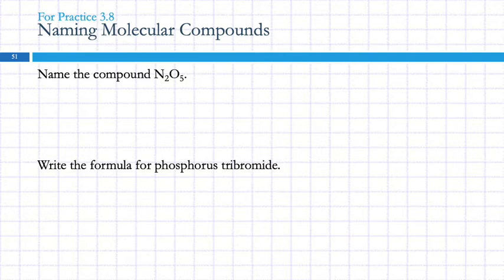Name this compound, N2O5. So the first one, there is a penta in here. Oh, wait, sorry. Dinitrogen. Yeah, dinitrogen. And then the penta. And what do we do with oxygen's name? Oxide.